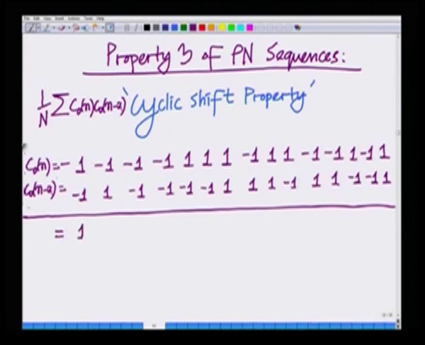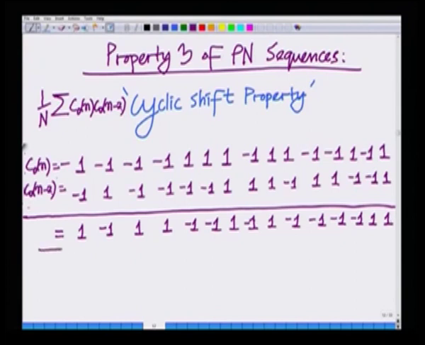Minus 1 into minus 1 is plus 1, minus 1 into 1 is minus 1, minus 1 into minus 1 is 1, minus 1 into minus 1 is 1, 1 into minus 1 is minus 1, 1 into minus 1 is minus 1, 1 into 1 is 1, minus 1 into 1 is minus 1, 1 into 1 is 1, 1 into minus 1 is minus 1, minus 1 into 1 is minus 1, 1 into minus 1 is minus 1, minus 1, 1, 1.